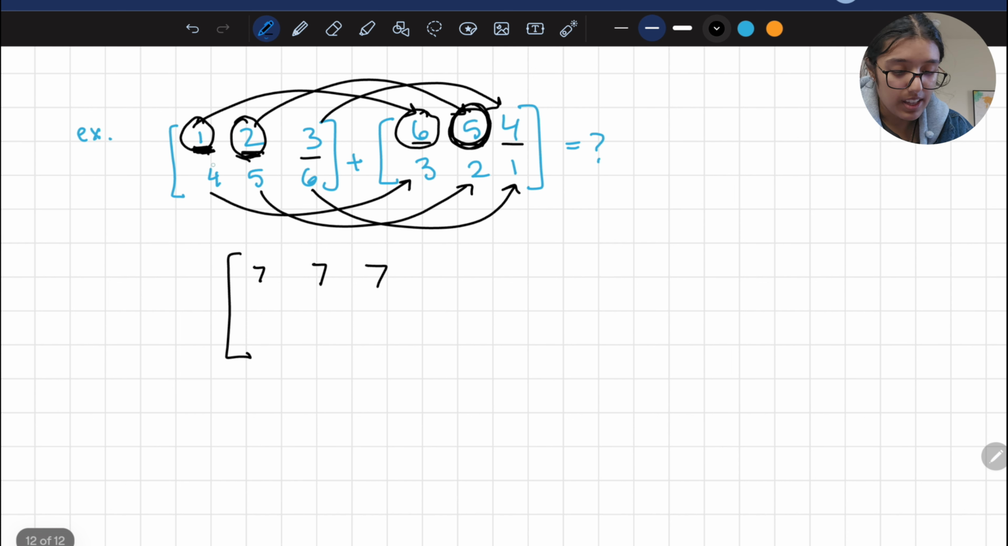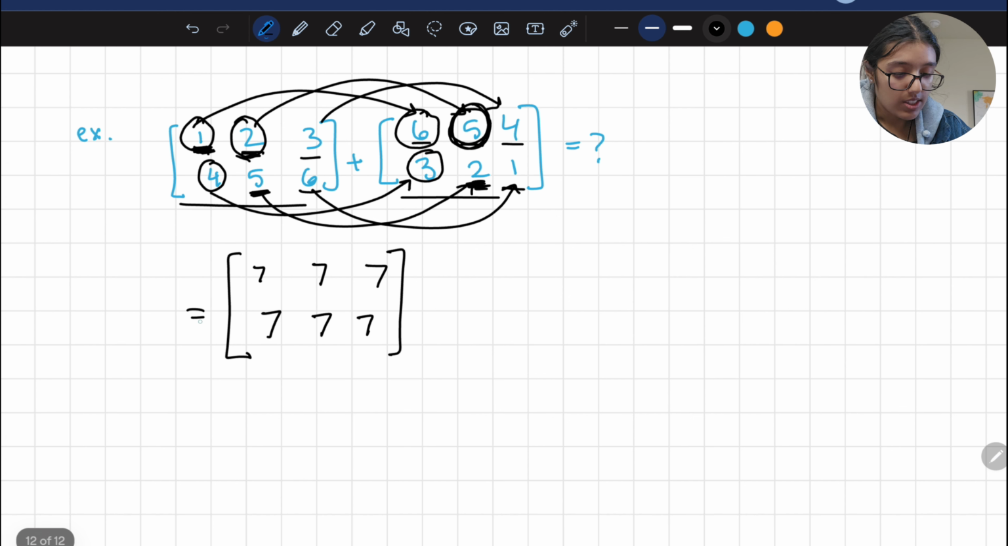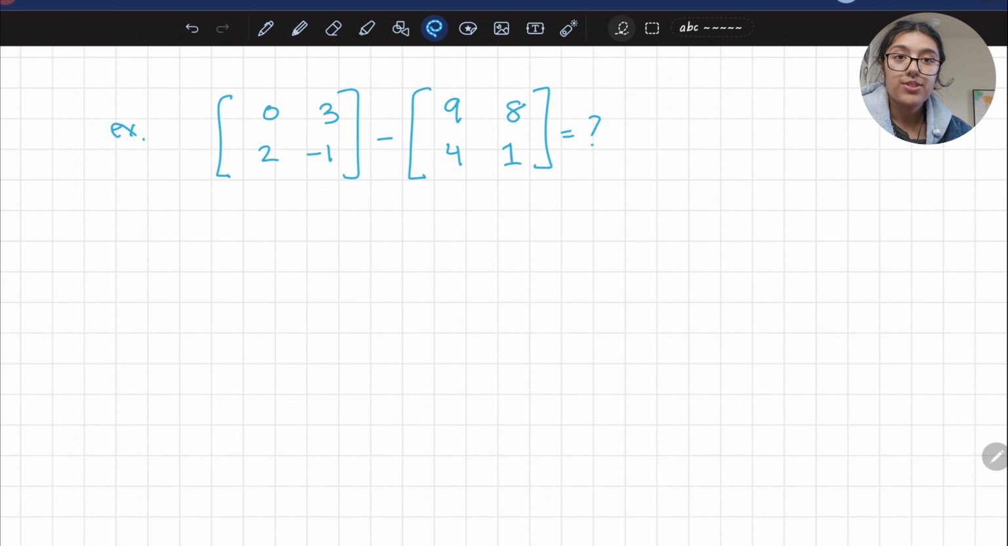So let's keep going. This is second row, first column. I have to add that to second row, first column, which is also 7. Here, 5 and 2, that's 7, and we have 6 and 1, that's 7. So the answer to adding this matrix and this matrix is going to be 7, 7, 7, and then 7, 7, 7. Now on to our next problem. Hopefully you kind of get the hang of this.